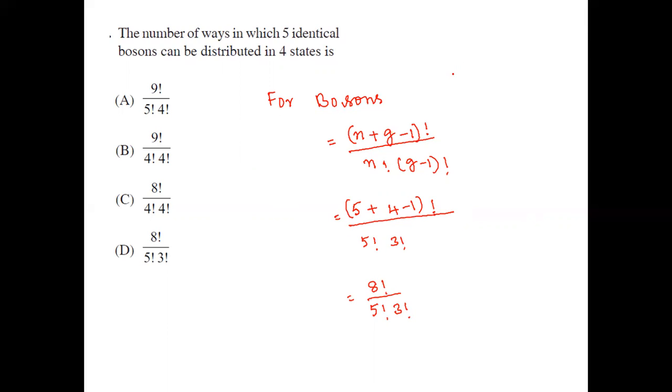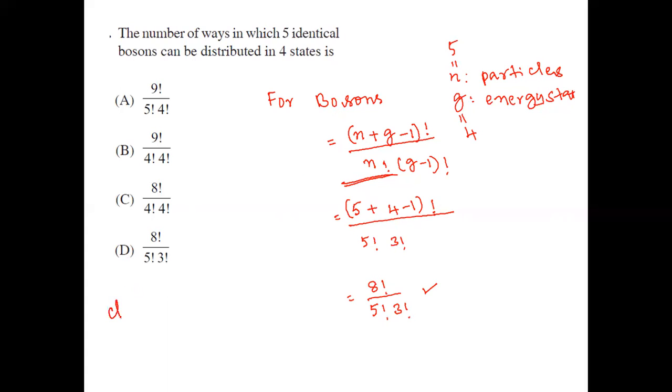n is the number of particles, and g is the number of energy states. So we have how many particles? We have 5 particles. The n value is 5 and the g value is 4. You can substitute in this equation: 5 plus 4 minus 1 factorial by n factorial into g minus 1 factorial is 3 factorial, and it would come to this value. So in these many ways, these five identical bosons can be distributed in 4 states. You must remember that for bosons, we follow this formula for finding the number of ways of arrangement.